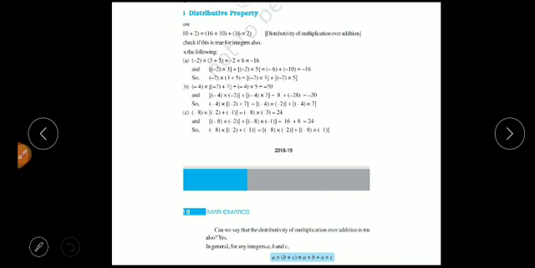Now distributive property, as you have seen here, a into b plus c will be equal to a into b plus a into c. So this is distributive property.